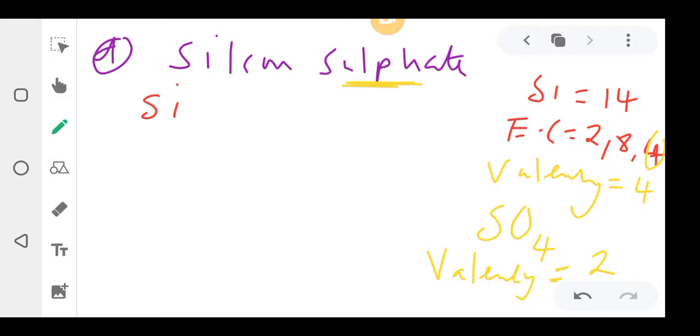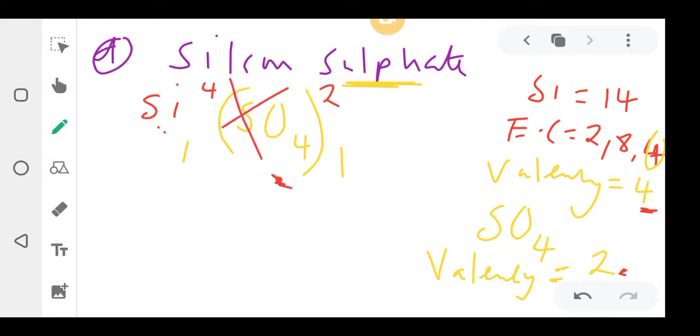Okay, so I'll put SO4. All radicals must be put in brackets. Here I always put 1, even here I always put 1. Now, what is the valence for silicon? It's 4 here. So on top here I'll put 4. What's the valence for sulphate? It is 2. So on top here I'll put 2.